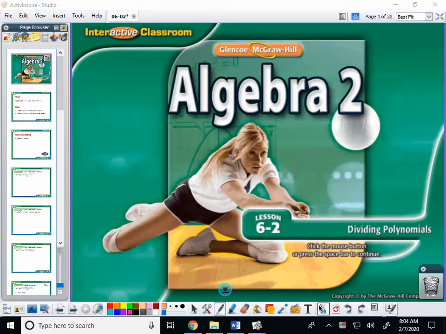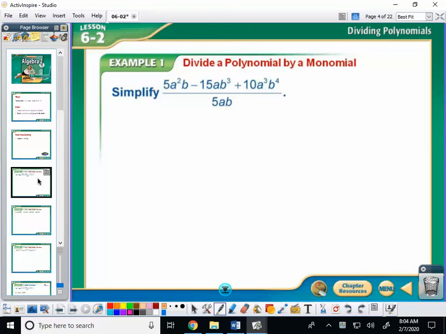Okay, this is section 6.2. We are dividing polynomials. We are going to be taking a polynomial and dividing it by a monomial today. So let's start with this example.